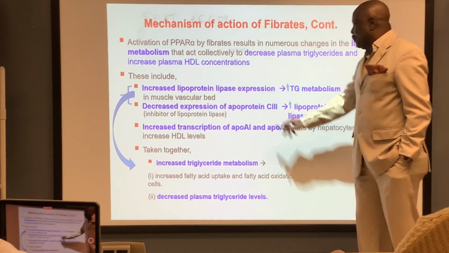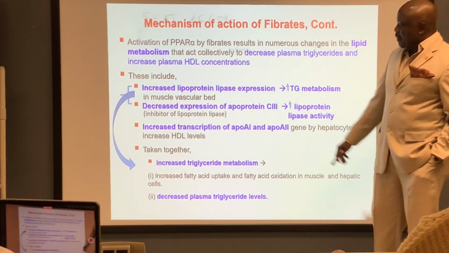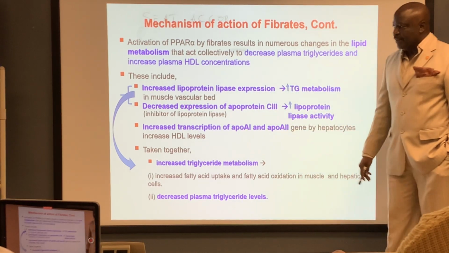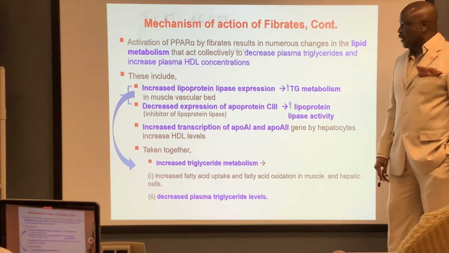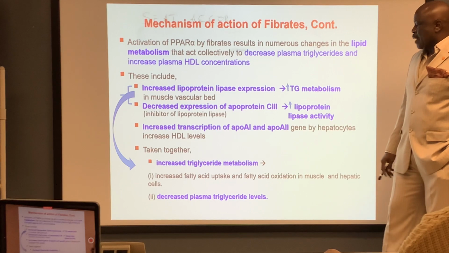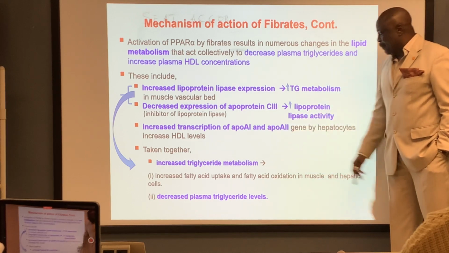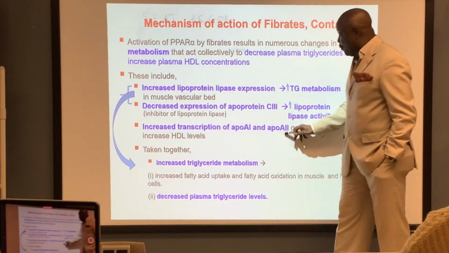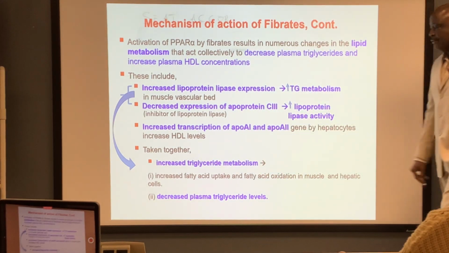If you remember apoprotein C3, they can decrease the expression of this because this apoprotein is an inhibitor of lipoprotein lipase itself. So you need to decrease it so you can increase lipoprotein lipase expression and increase triglyceride metabolism. The other one that can happen is you increase the transcription of ApoA1 and ApoA2. And it is this particular cofactor of apoproteins that actually increases HDL levels.